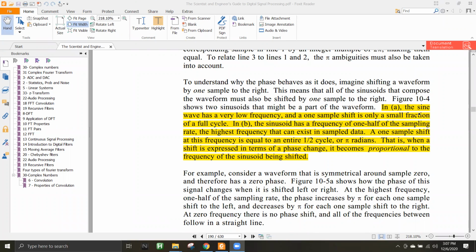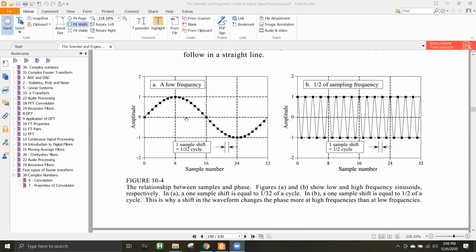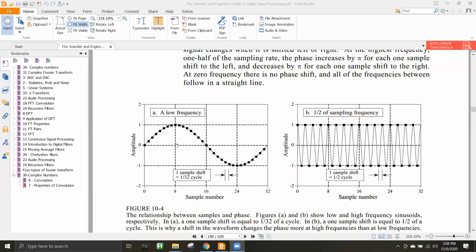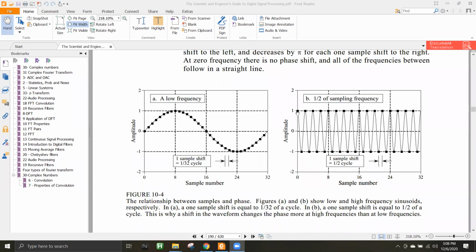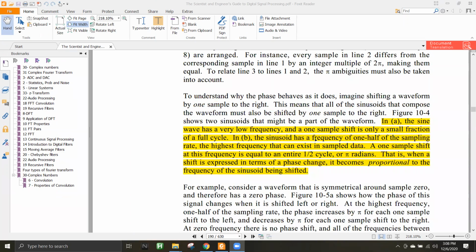And now we move on to this part. If the sine wave has a very low frequency, in figure 10 for A, you'll see that this is a sine wave of very low frequency. By very low frequency, we mean that within this period from 0 to n, we have a single oscillation. So this is a frequency of 1. But in B, we can see a high number of oscillations from 0 to 32. So in these two cases, we'll have different kinds of result from one sample shift.